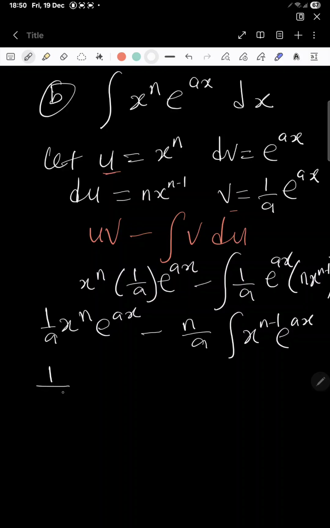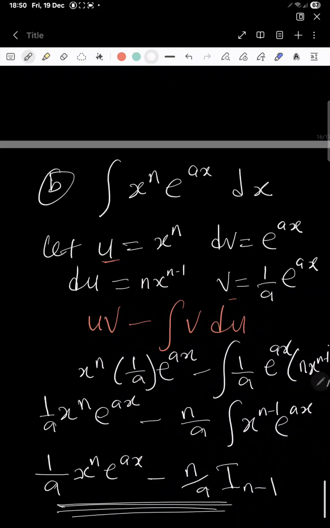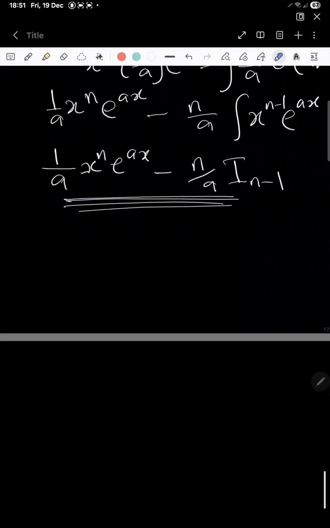So after you've done that, you have 1 over a x to power n e to power ax minus the n over a. Now everything that is remaining this side can be represented by integration capital I of n minus 1. Meaning that an integral which is having a term of n minus 1 there, no wonder we write that. So that means also that we've derived the formula for reduction of this form here. Now let's go to the other form of reduction.